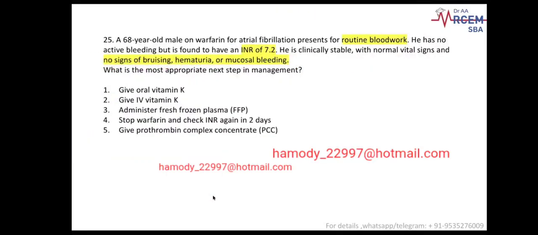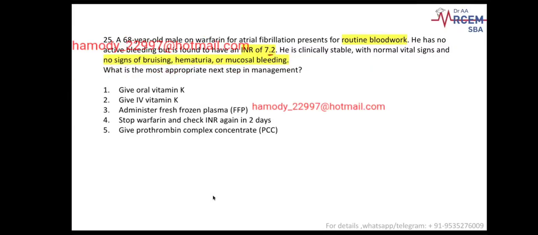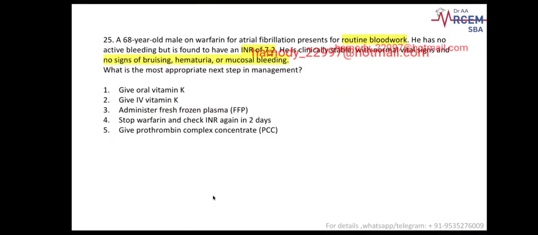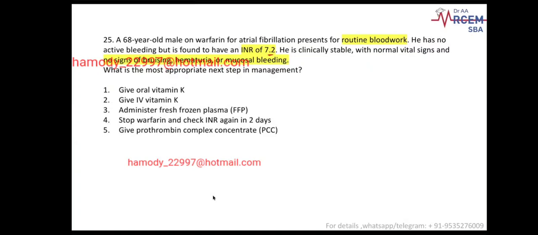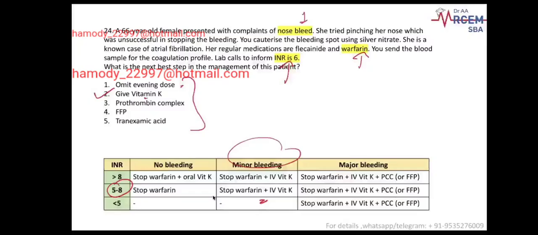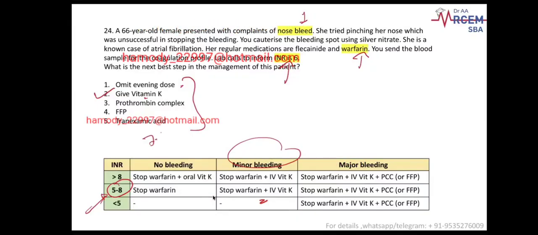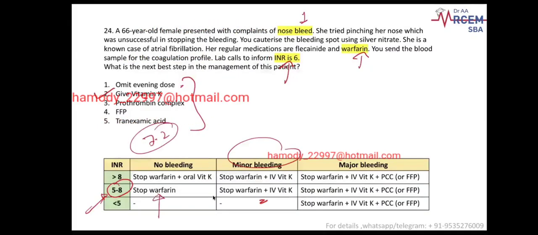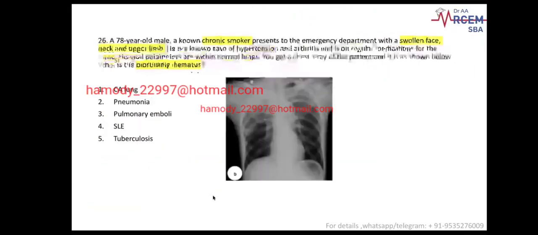Routine blood workup found out that the INR is on the higher side, 7.2, no bruising, hematuria or mucosal bleed. That means there is no bleeding, INR is on the higher side. So what will we be doing in this condition? You stop the warfarin and recheck the INR after 2 days. That is it. Because it is in the range of 5 to 8. 7.2 comes between 5 to 8. That's why you're stopping the warfarin, repeat it, and once in the therapeutic range, you can restart it.